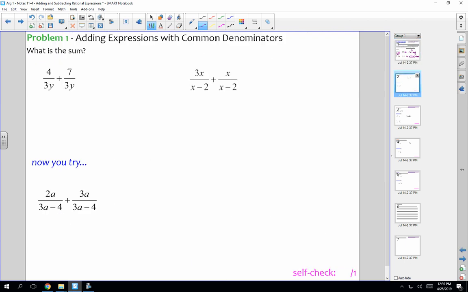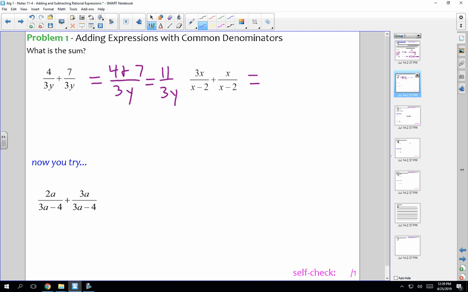Just starting with some problems that already have common denominators. So when you have a common denominator, draw a fraction bar, list the common denominator on the bottom, go ahead and add the 4 and the 7. 4 plus 7 is 11 over 3y. Check to see if there's any canceling, simplifying that needs to be done. There isn't in this case, we're done.